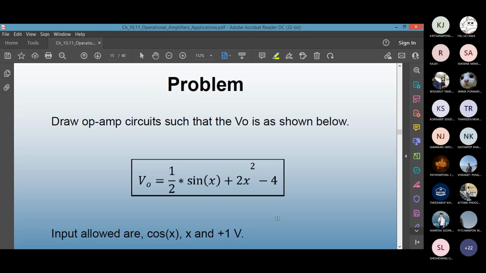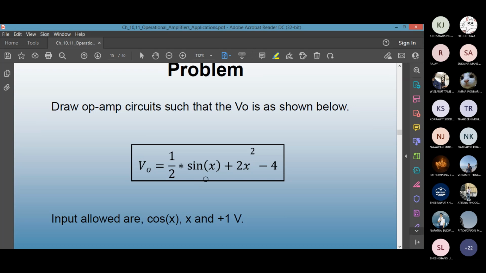It's a design problem. I'll tell you what it looks like. V out equals half sine x plus 2x squared minus 4. Maybe I'll give you a different number. On the output side, how many elements are being added? 3 elements. So 3 different signals are being added. You know that this is a summing amplifier. And then you see sine x, x squared, and 4, and the inputs are given as cosine x, x, and 1 volt.